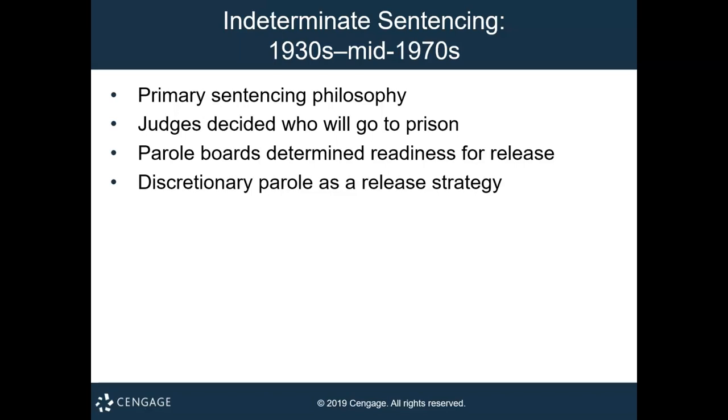The actual term of the sentence depends on the parole board. They get to decide when you get out. They get to decide when the offender is rehabilitated and no longer a danger to the community and allowed to get out of custody. So between the 1930s and the 1970s, basically every crime was sentenced with indeterminate sentencing.